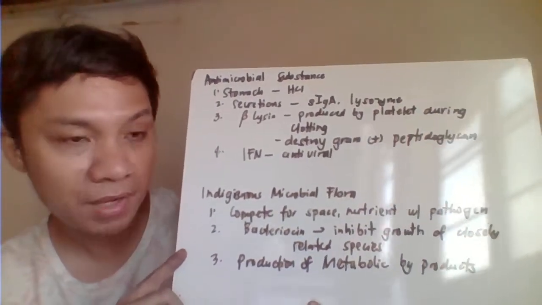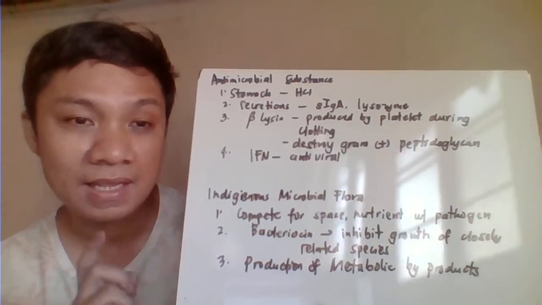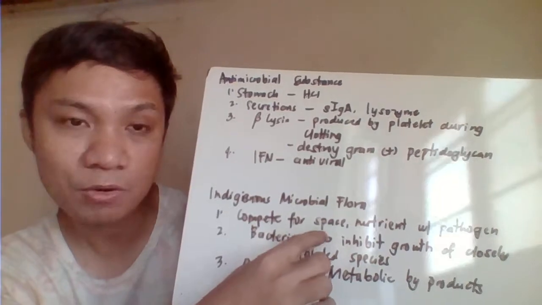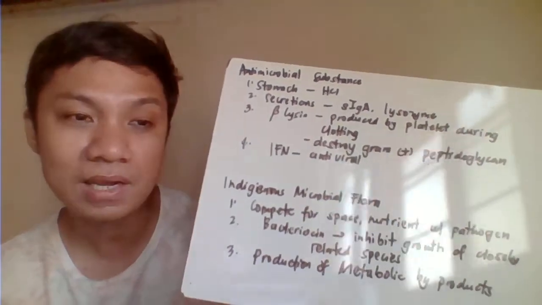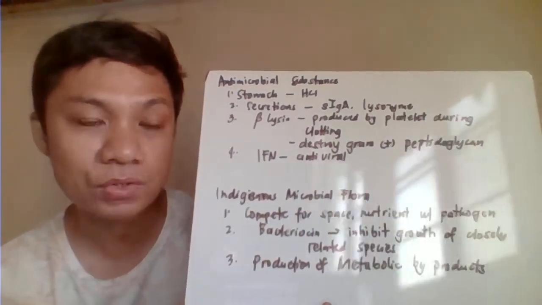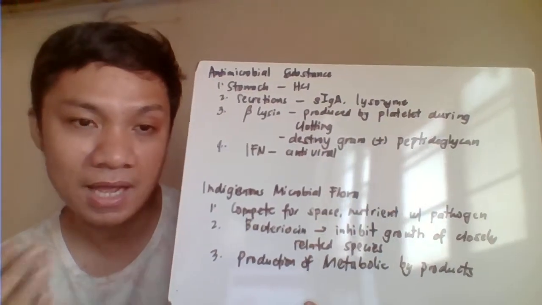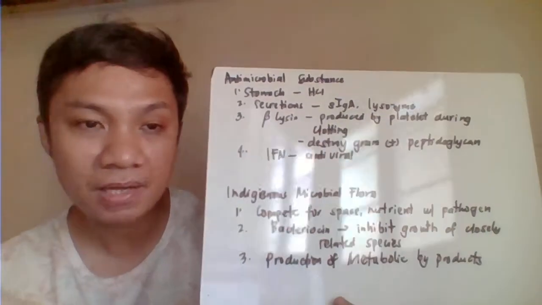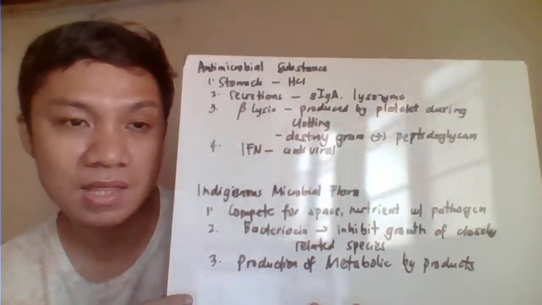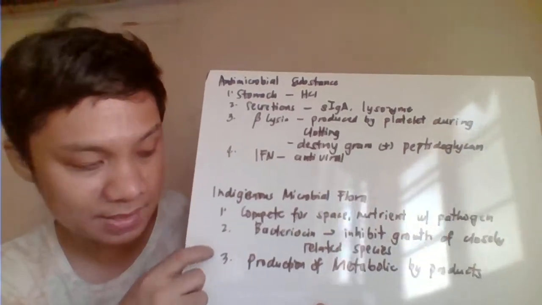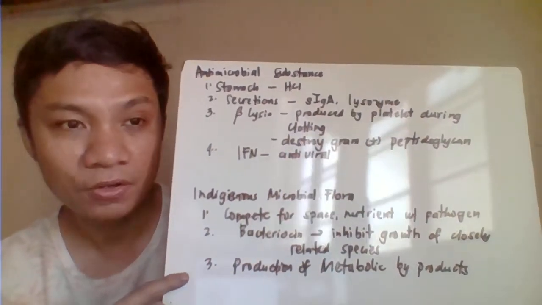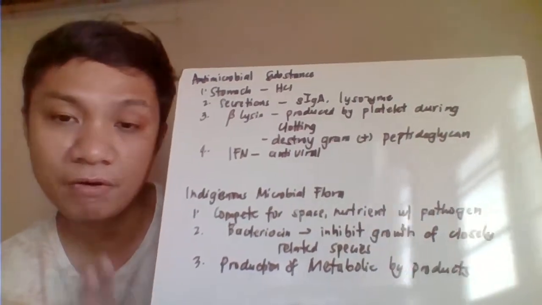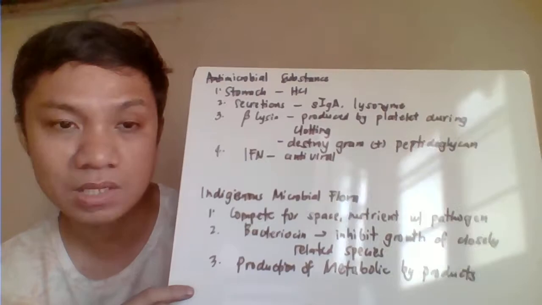Then we have your indigenous microbial flora, which again helps in the prevention of the growth of your pathogenic bacteria. Again, they compete for space and nutrients, so the pathogenic bacteria have nothing to eat and no space, and therefore they could not grow in our body parts. They also produce bacteriocin, which tries to inhibit the growth of closely related species. Another one, your normal microbial flora also produces metabolic byproducts, including vitamins and essential nutrients.